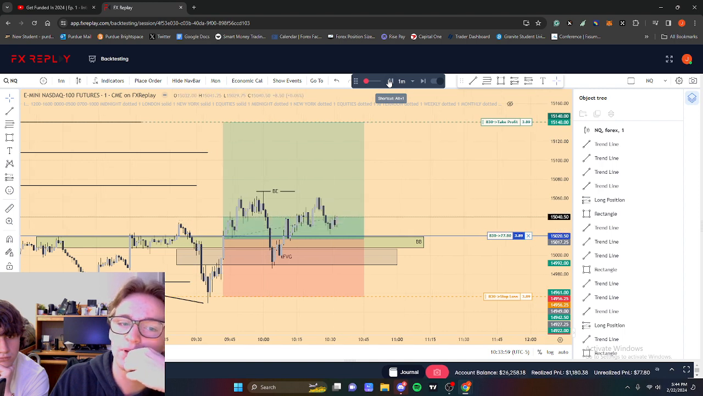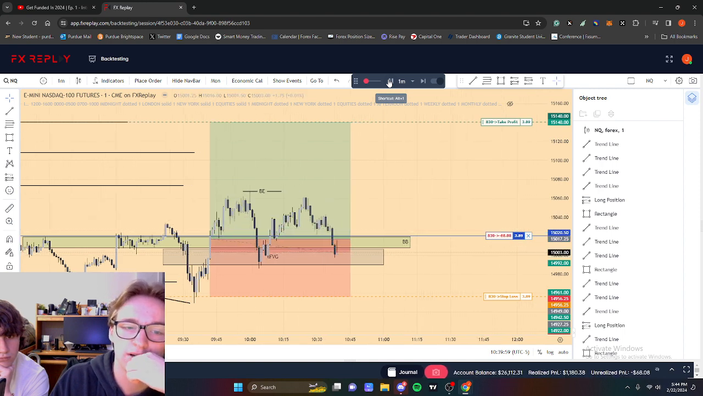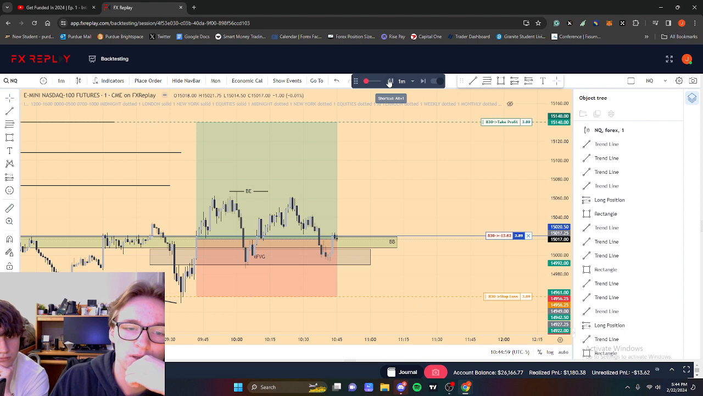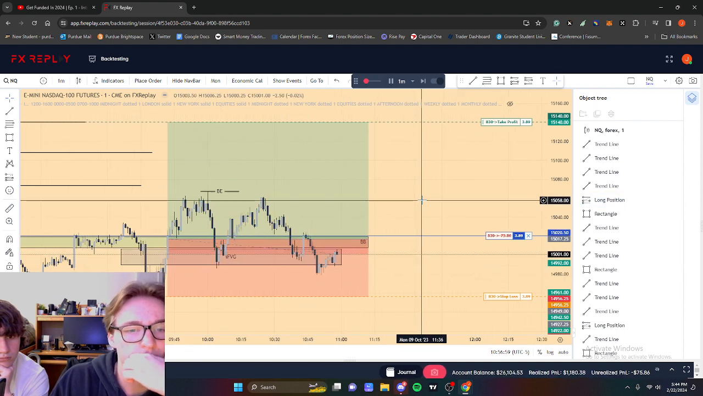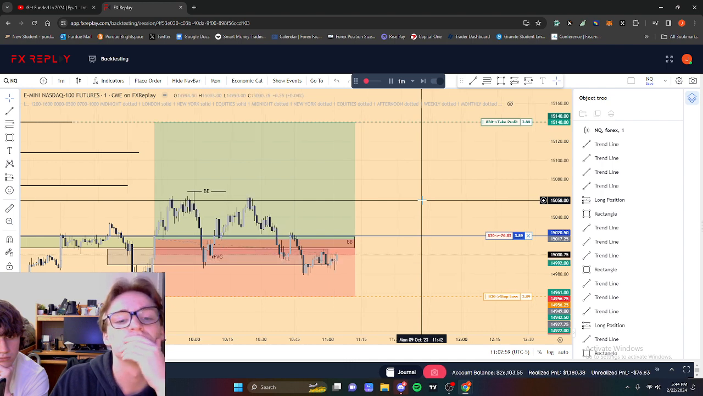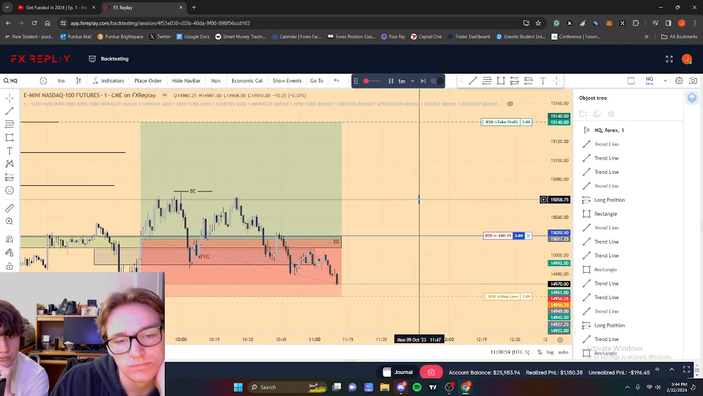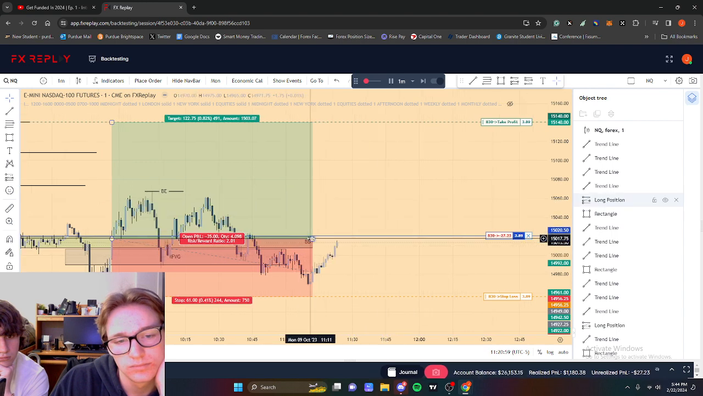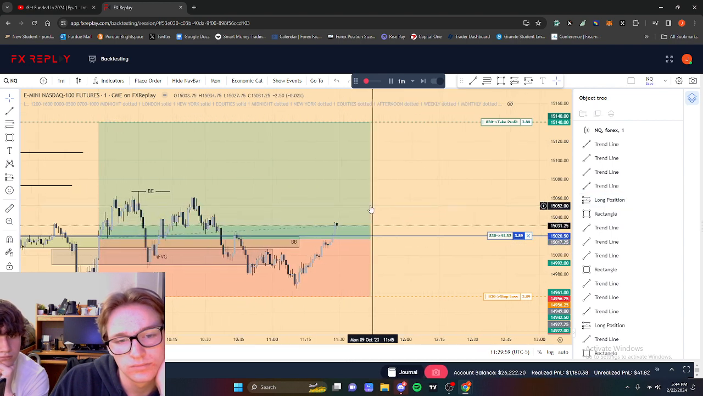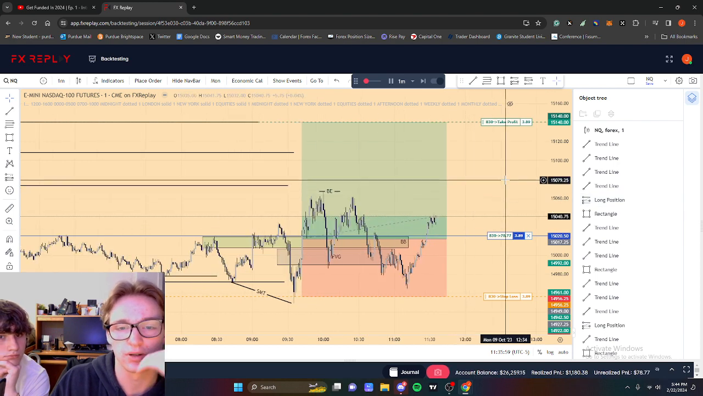Doesn't look like we swept it. Kind of just chopping around. Slow Monday. So looks like we might get stopped out on this one. As we can see, this trade is taking forever to play out.